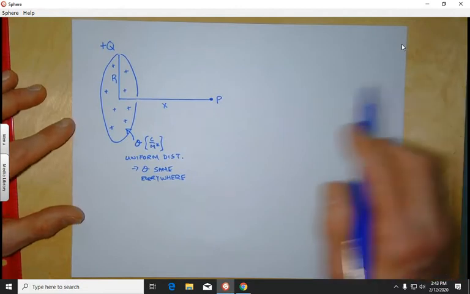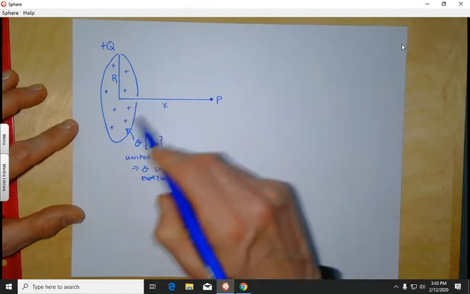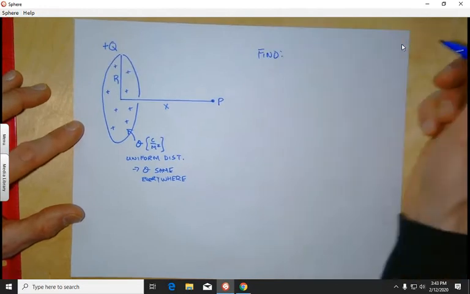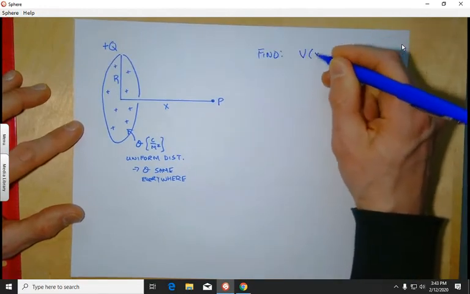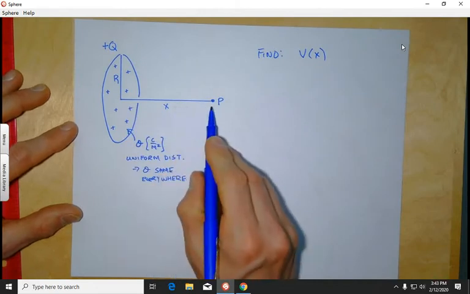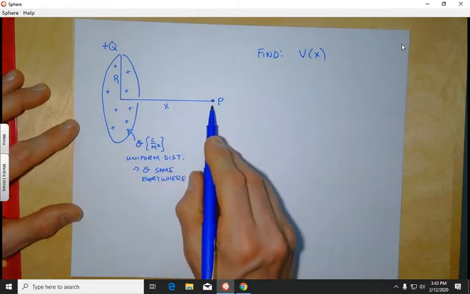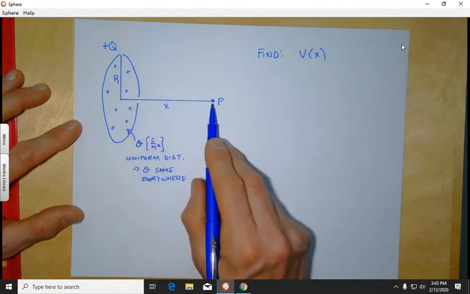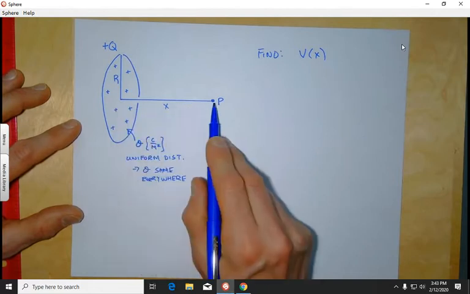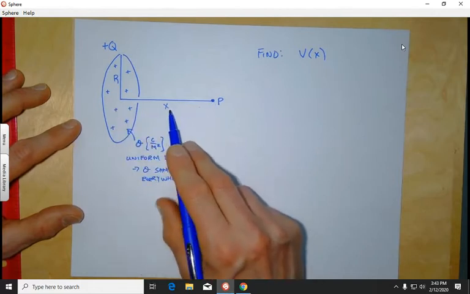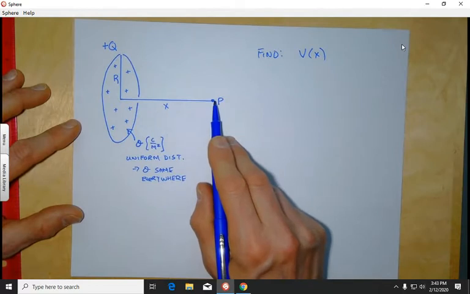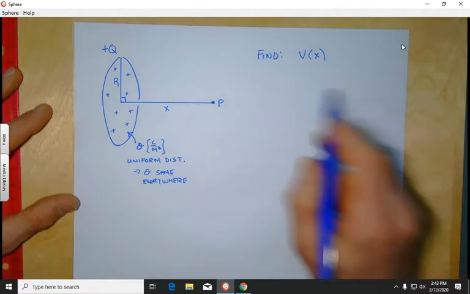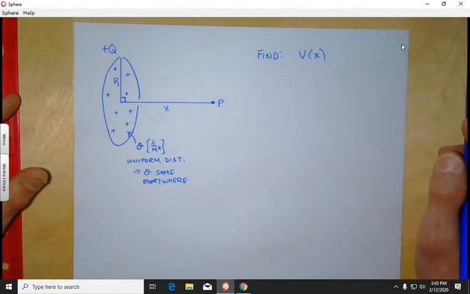Now, we want to take the disk and we want to find the potential, or the voltage, whichever you prefer. We want to find it a certain distance away from the center of the disk. And we're going to assume that we're on the axis of symmetry of the disk. So that's a big assumption here. Just like I drew it, when I talk about x, x is the distance from the center of the disk traveling out, perpendicularly to some point P. And that's what we want to get. So we want to find an expression for that.